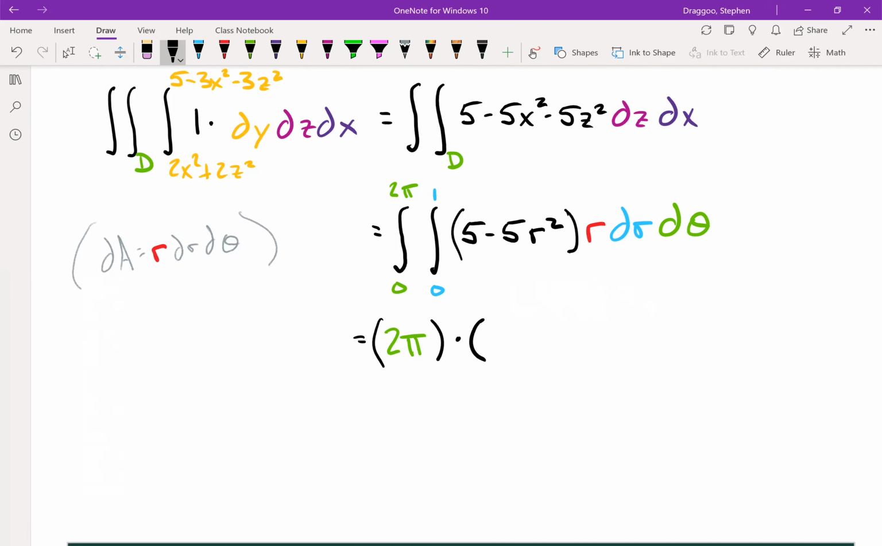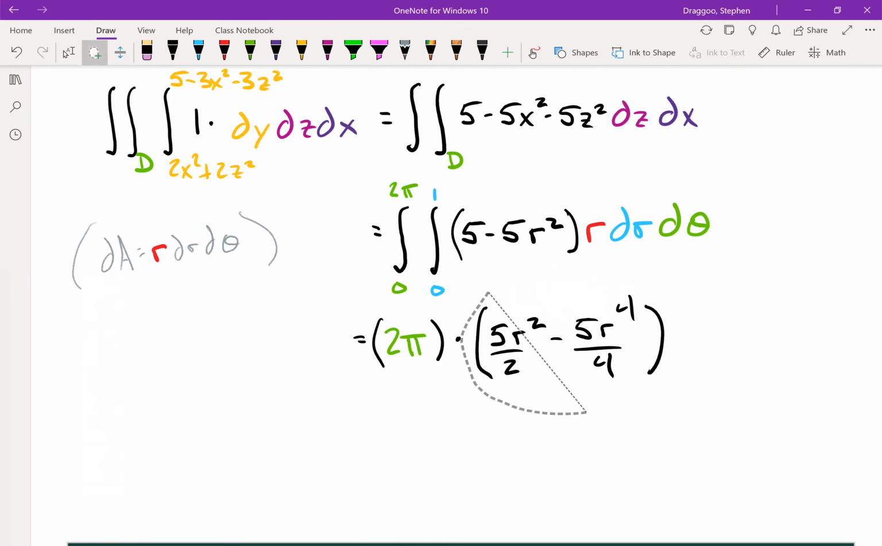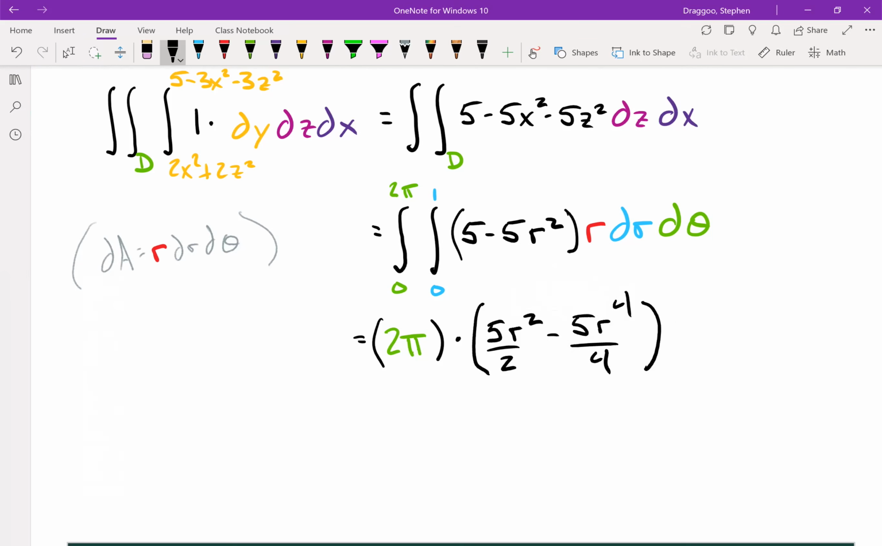So 5r minus 5r cubed should go to 5r squared over 2 minus 5r to the 4th over 4. Maybe I'll make that parenthesis a little bit bigger. And this thing is being evaluated from 0 to 1.